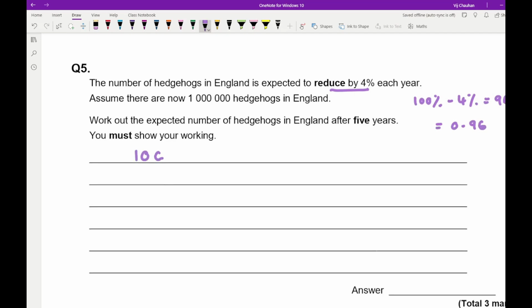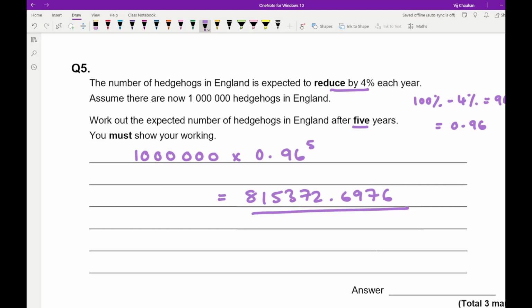So again, we start with our original value, which is a million, making sure you've got the correct number of zeros. We multiply that by the decimal multiplier, which is 0.96, and we have that to the power of the number of years, which is 5. So if I type that all into my calculator, I should get an answer of 815,372.6976. Now again, we can't have 0.6976 of a hedgehog, so at this point I would round down in terms of exact values, but I certainly would include this in the answer and then write 815,372.